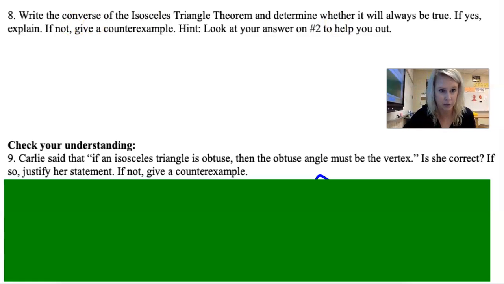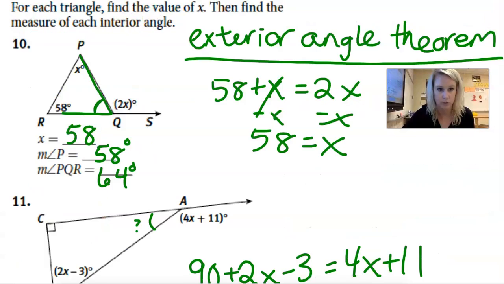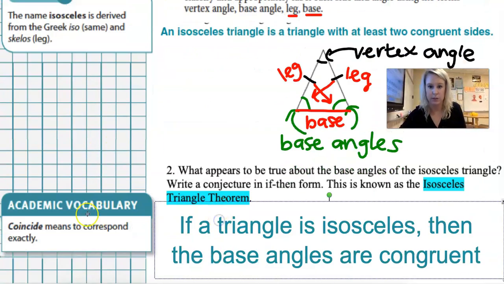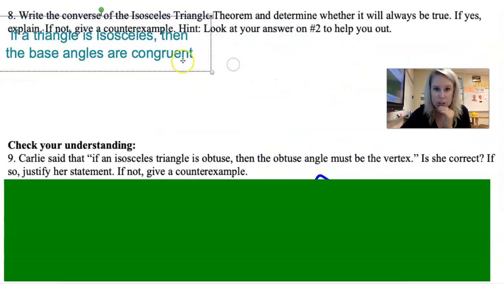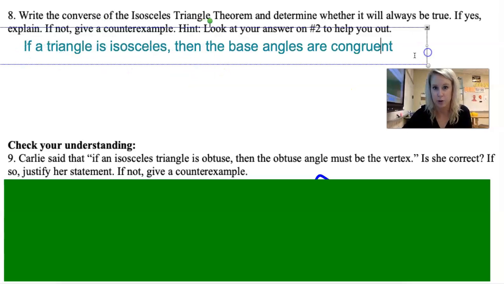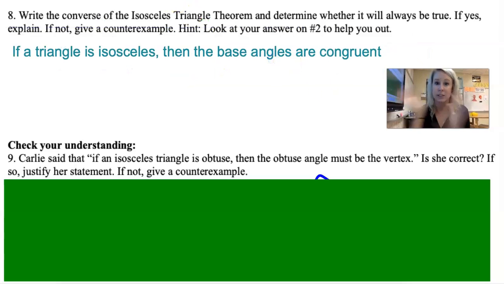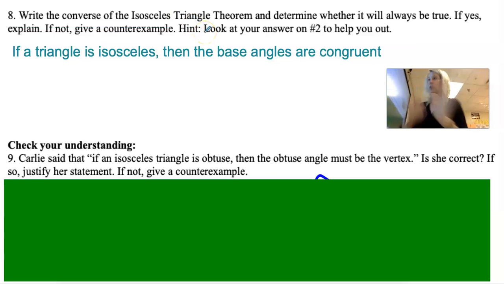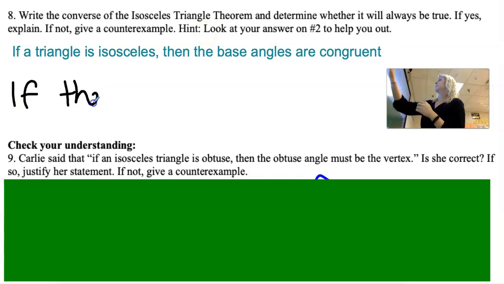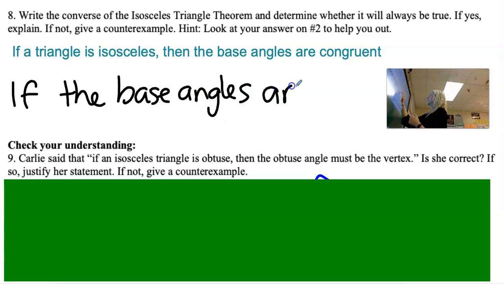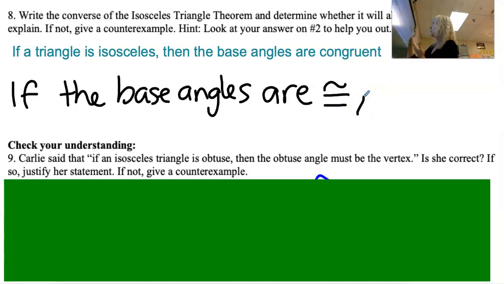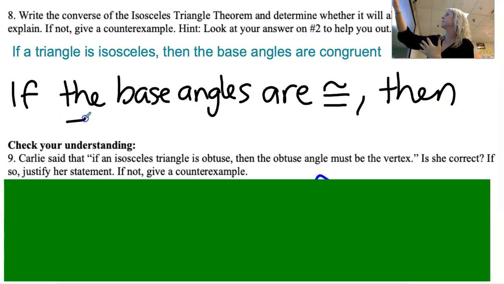Okay, so let's go back to my if-then statement in number 2. Here is my if-then statement. I'm going to copy and paste it to help us out. If a triangle is isosceles, then the base angles are congruent. So a converse of that is to flip it. I'm going to say if the base angles are congruent, then the triangle is isosceles.